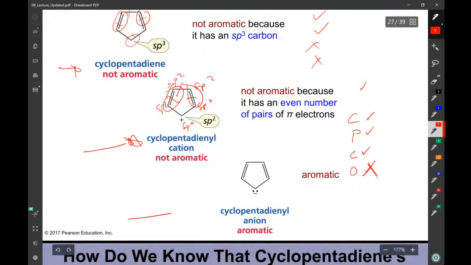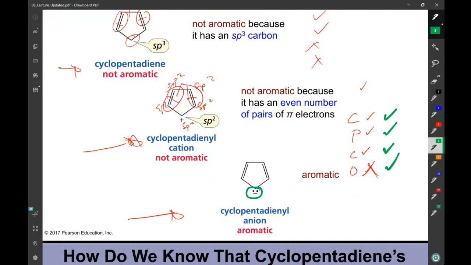Now, next one, cyclopentadiene anion. Cyclopentadiene anion. It is cyclic. It is planar because all the carbons are sp2. It is conjugated. And it will have an odd number of electron pairs. Somebody should ask me a question. Why, right? I guess the question would be why. Why? Because of these electrons here. Those electrons are also pi electrons.